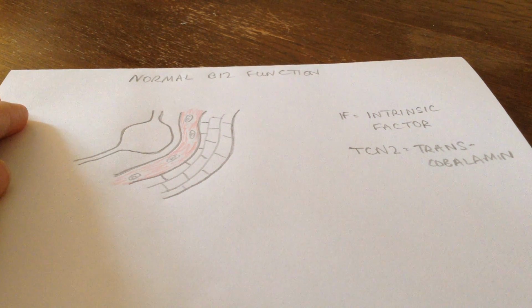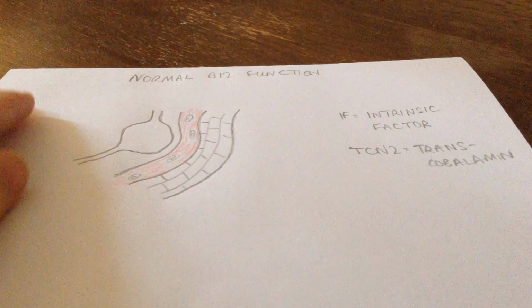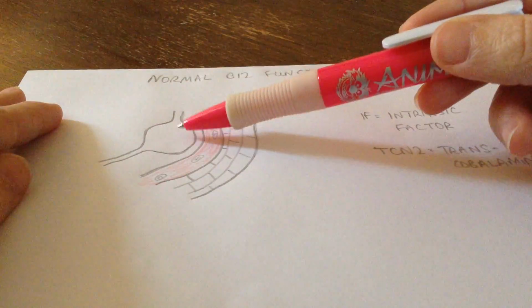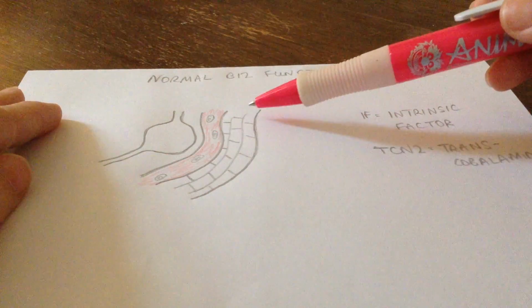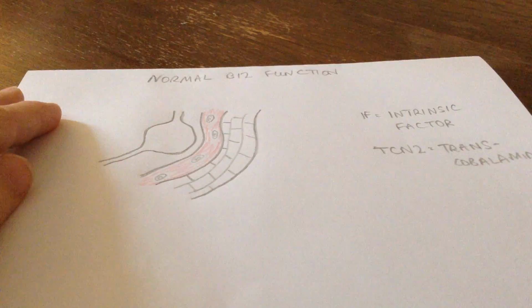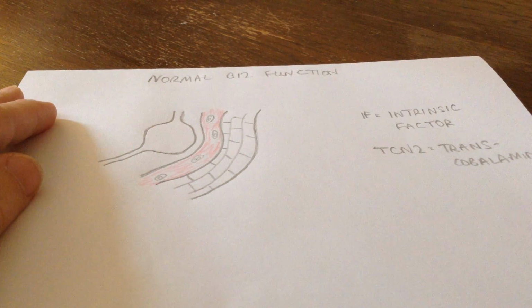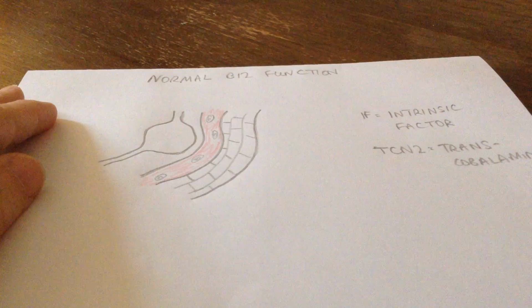Okay, this video is to help you understand what can go wrong with B12 in the body. So I have a diagram here. This is the stomach, this is the bloodstream, and this is the tissues. Now with B12 there are two main transporters. There are others, but these are the two important ones I'm going to talk about today.